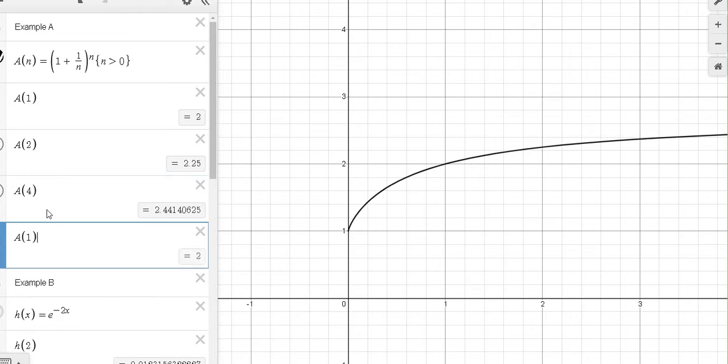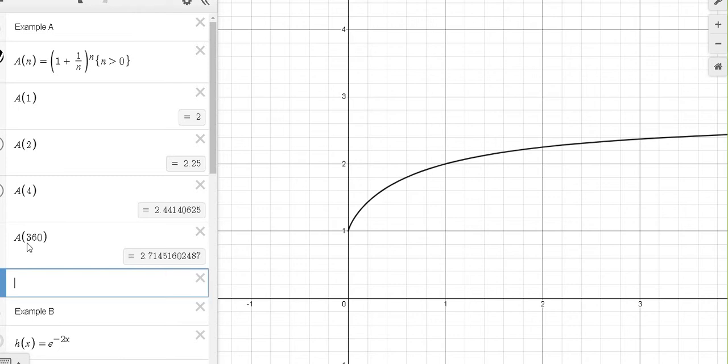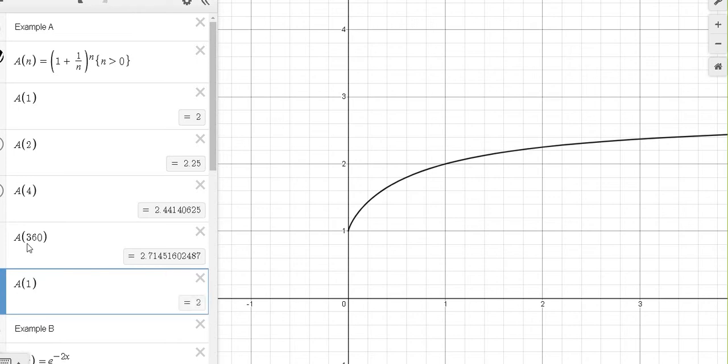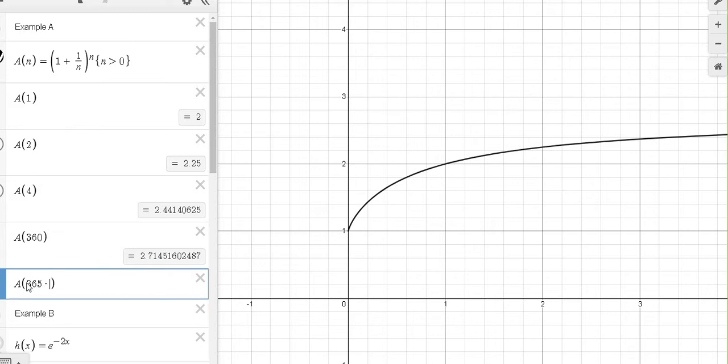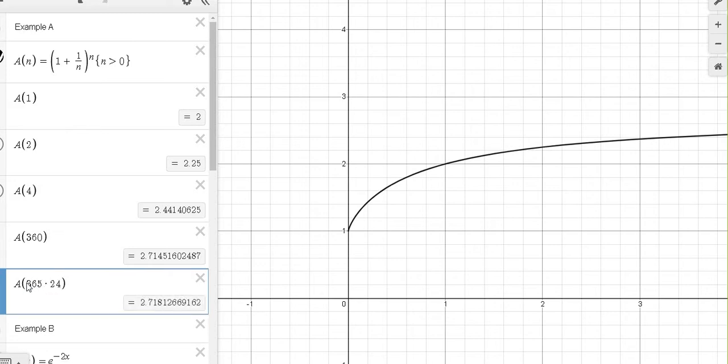What else can we look at? Well, it would make sense to look at monthly, or this is interesting, and this is true, that daily compounded interest is 360 times a year, not 365, 360. And we can even go to kind of an extreme here of compounding interest 365 times 24. How often is that? That's compounding interest hourly.